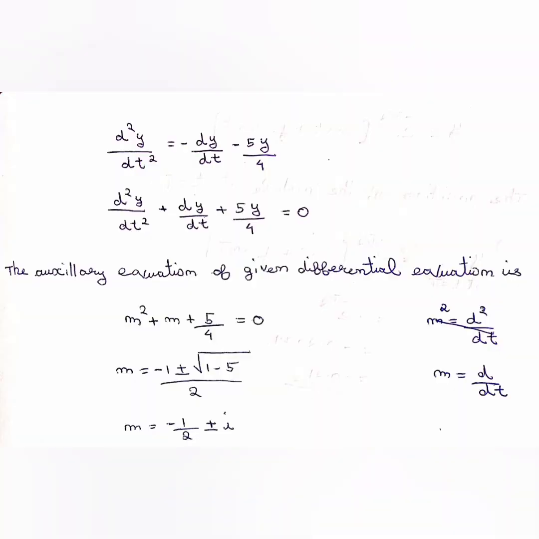The differential equation is d²y/dt² = -dy/dt - 5y/4. Taking dy/dt and 5y/4 to the left side, we get d²y/dt² + dy/dt + 5y/4 = 0. The auxiliary equation of the given differential equation is m² + m + 5/4 = 0. By solving with (-b ± √(b² - 4ac))/2a, we get the value of m as -1/2 ± i.